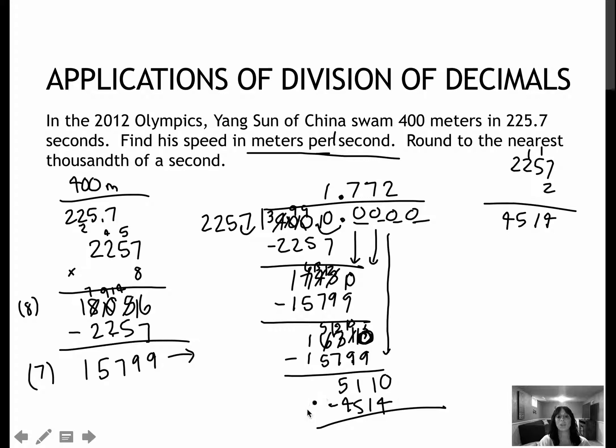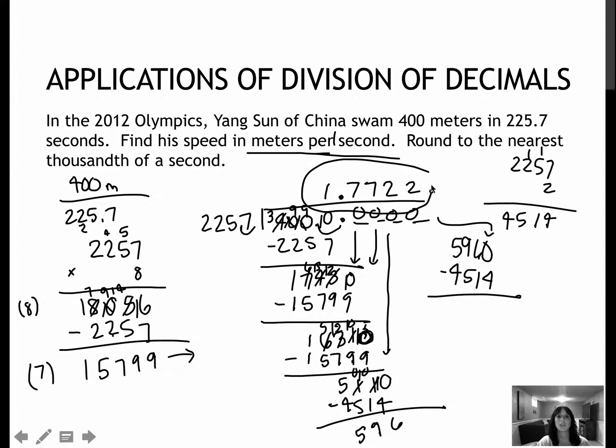And I'm quickly running out of space, but that's okay. 10 minus 4 is 6. Have to borrow again. 10 minus 1 is 9. 50 minus 45 is 5. I'll bring down that last 0, so 596, bringing down this last 0 over here. And it looks like it's going to be a 2 again, because I would be subtracting 4,514. And honestly, I don't even care what the difference is, because I know the difference is less than this.